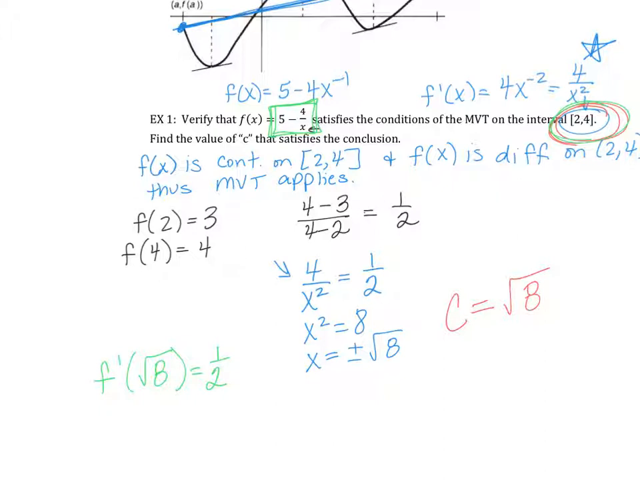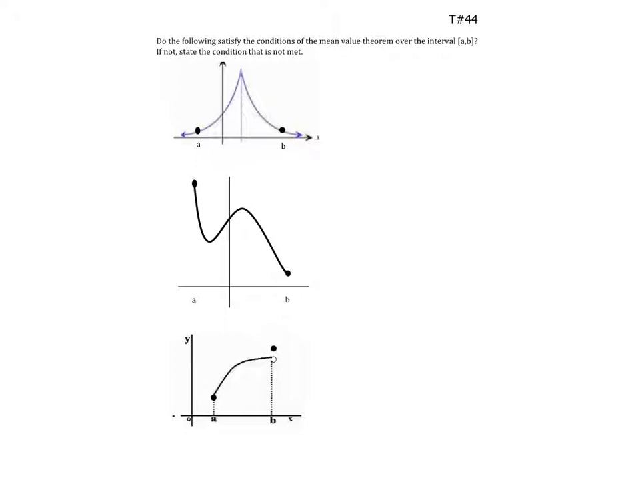Now the next slide is really just emphasizing conditions. It says, do the following satisfy the conditions of the MVT over the interval a to b? If not, state the condition that is not met. So if you look at that picture, this first one, I want you to see if you can write that on your paper. Remember there are two conditions, so that's what you're looking at. So see if you can write and see if they're satisfied.